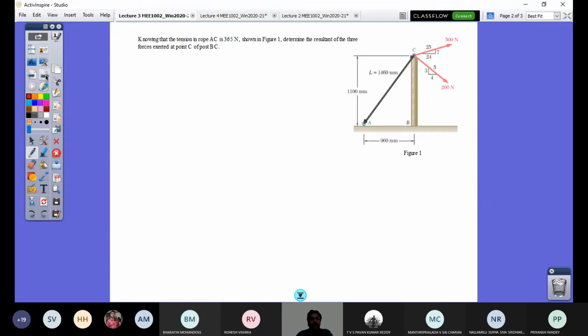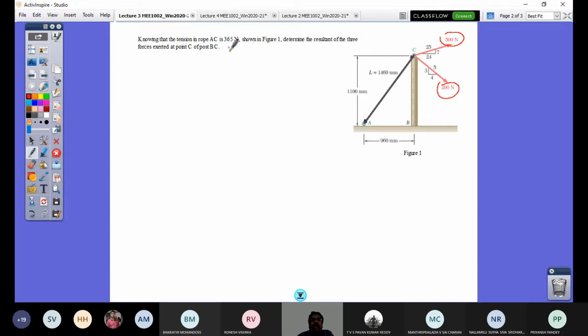Right? So look at this picture. You have been given this post, which is already acted upon by two forces. One is a 500 Newton force, another is a 200 Newton force at point C. Also, there is a tension cable. The orientation of the cable is given by point A with respect to this post BC. It is this much distance away from the post horizontally, and from point C it is down at this distance. So this is the configuration of the rigid body post acted upon by two forces and a support cable.